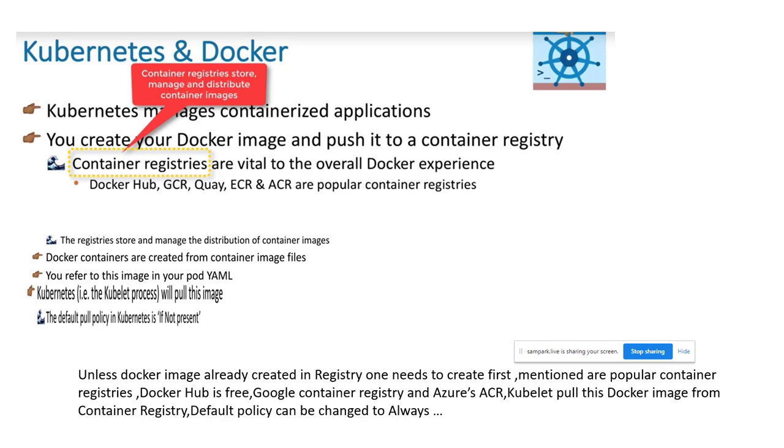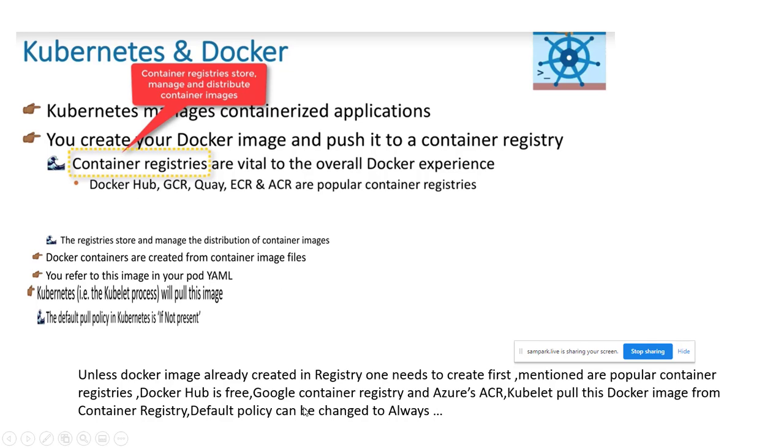As we keep on talking about it, Kubernetes manages the containerized applications. So we build our application and we create a Docker image. When we say we are pushing it to a registry, what does it mean? A container registry is basically a store. As a developer, you code your application, then you build a Docker image and push it to these registries, like Docker Hub.